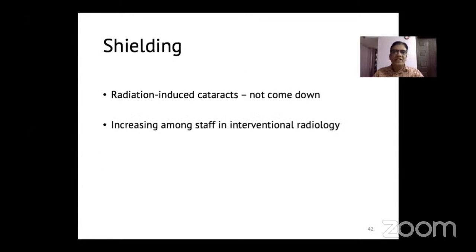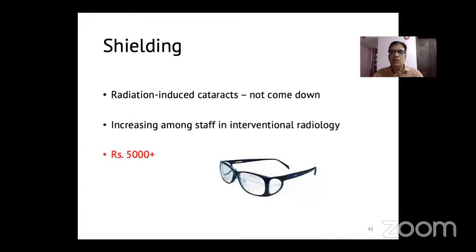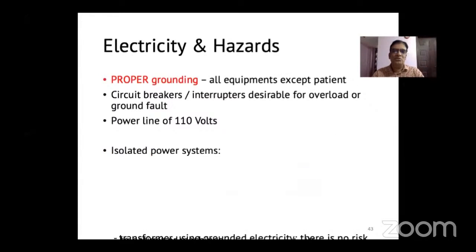Despite the use of shields, it is found that the incidence of radiation-induced cataracts has not come down. It is actually increasing in people who work in interventional radiology. It is advisable to use goggles against the ultraviolet radiation. They are available for upwards of 5,000 on Amazon also now.